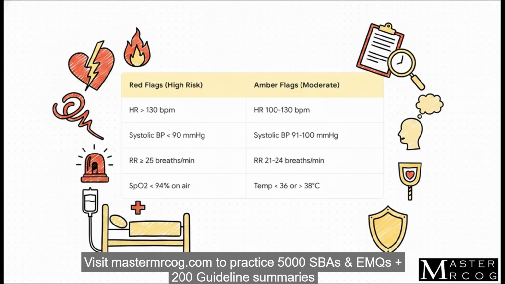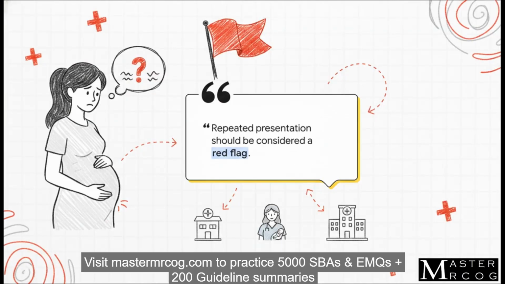But look at those red flags. A respiratory rate of 25 or higher, a systolic BP dipping under 90, or a heart rate shooting over 130. These are glaring, high-risk indicators that mandate immediate action. You either initiate a sepsis bundle right there, or you execute a blue light transfer if you happen to be out in the community. And look, the MBRRACE report highlights a really important non-physiological red flag.